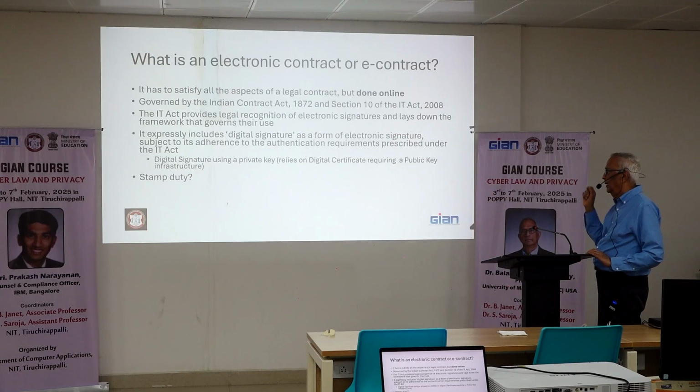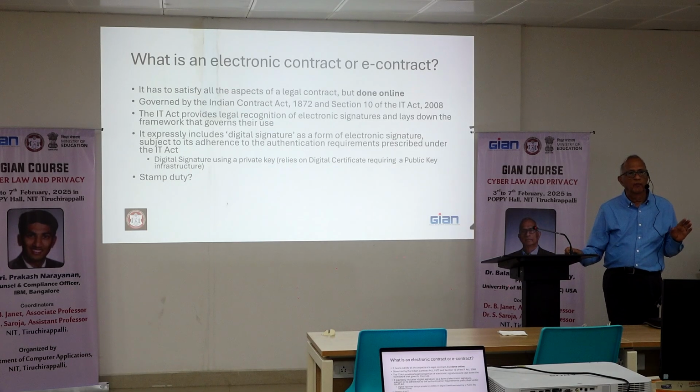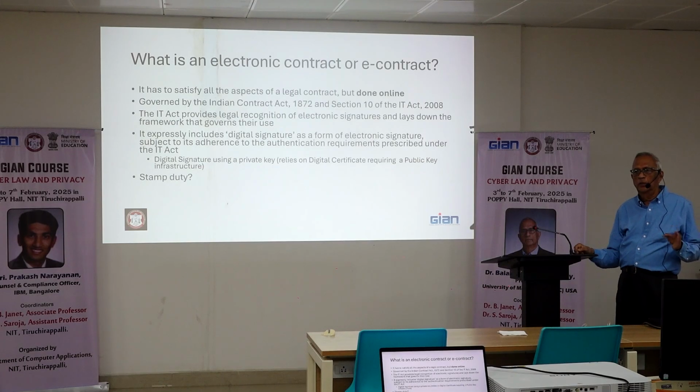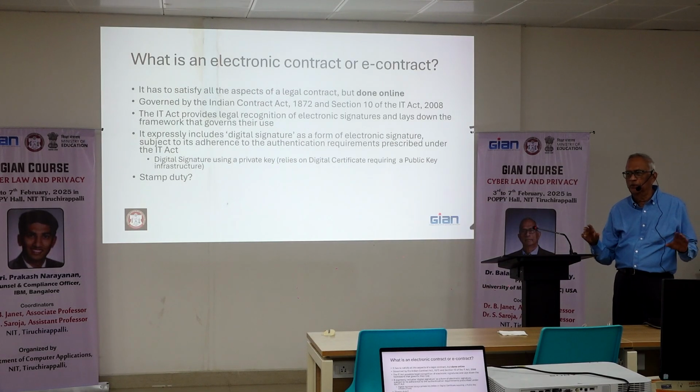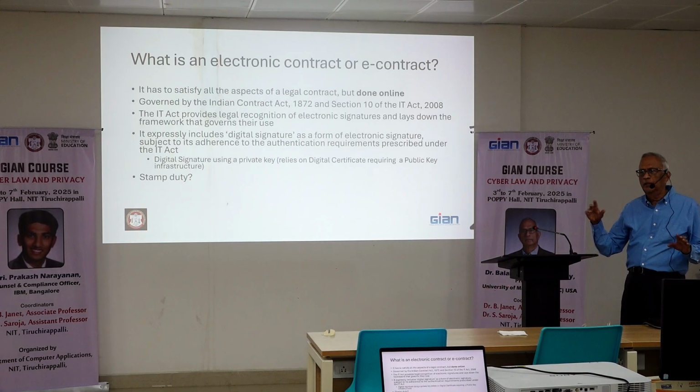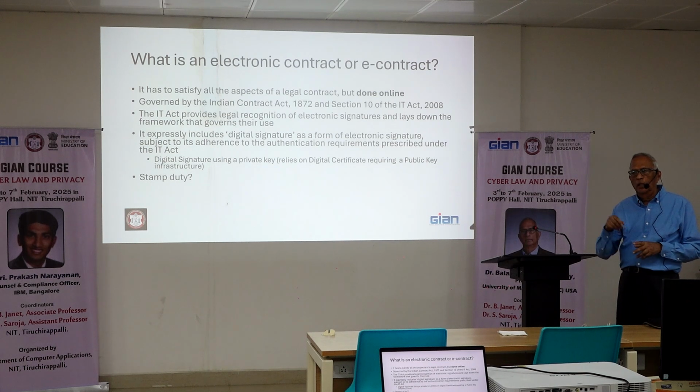So every time the question is the authenticity of the signature and the authenticity of the person who signed it. One of the issues that is still not very solved is the notion of stamp duty. In India, whenever you sign something worth value, I think it's 1,500 rupees or some small amount, anything above that, you have to pay stamp duty to register with the government.